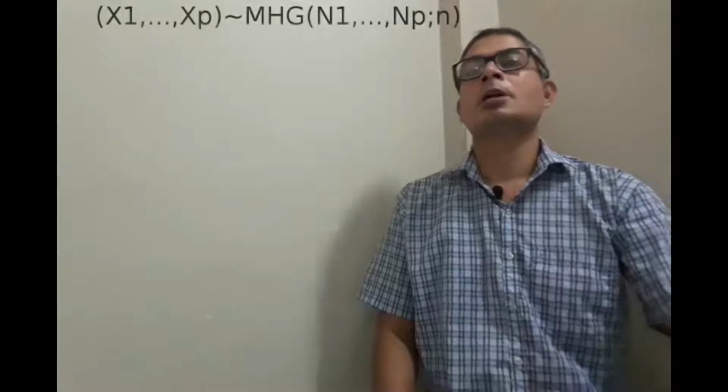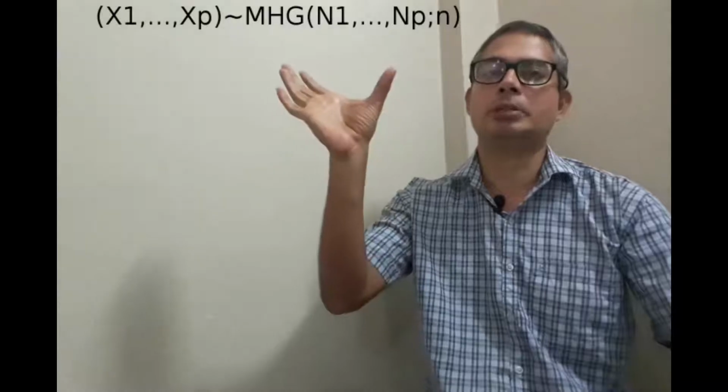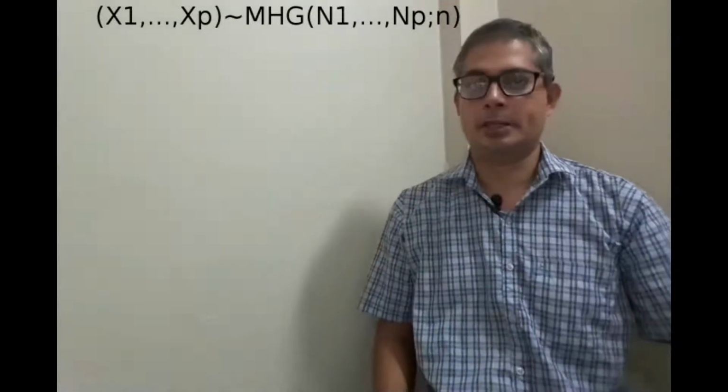We learned about the multivariate hypergeometric distribution in the last video. In this video, we shall learn about some of its properties. Suppose that X1 to Xp follow a multivariate hypergeometric with parameters capital N and the sample size little n.